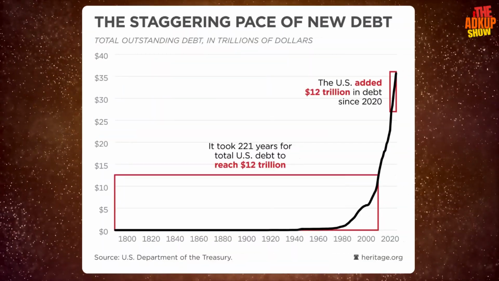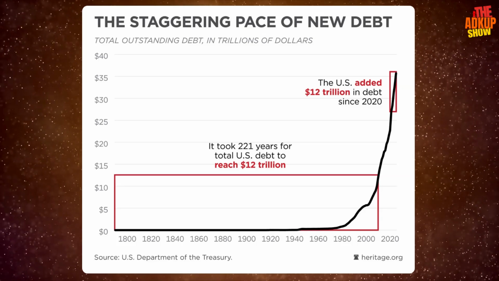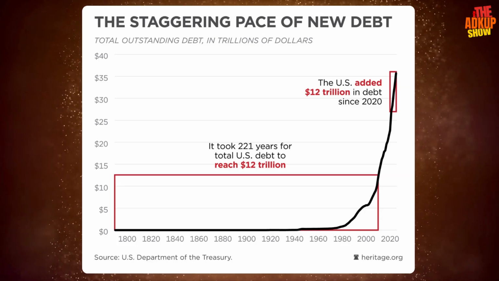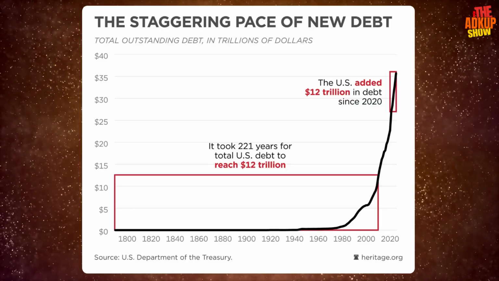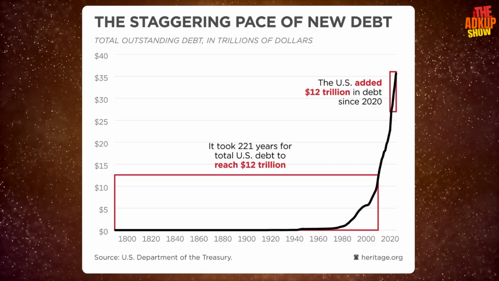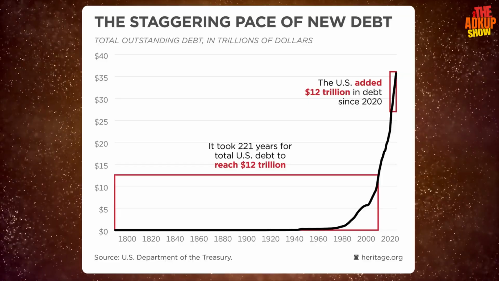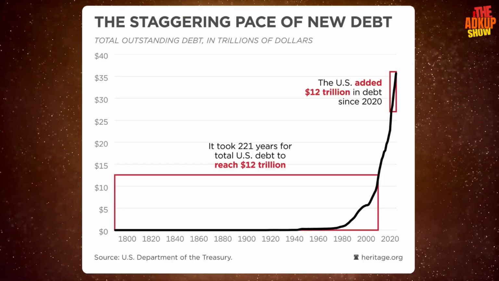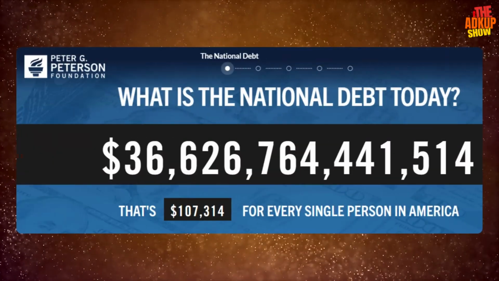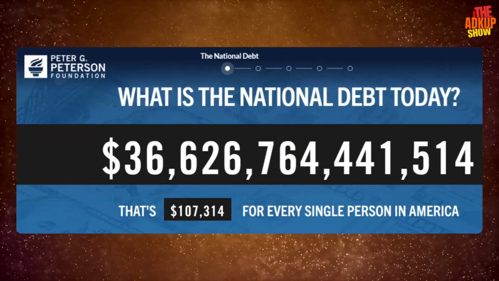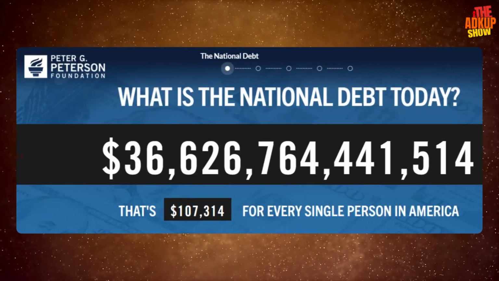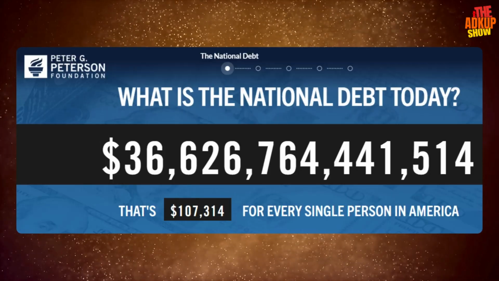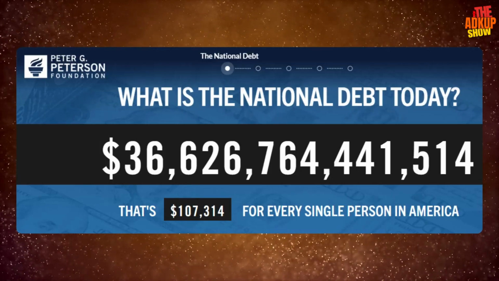Here in this graph, you can see it took 221 years for the US to reach the debt level of $12 trillion, and another $12 trillion was added since 2020. To be fair, it's more than $12 trillion and will only increase after Trump's big, beautiful bill. Currently, US debt stands at a whopping $36.5 trillion. That's $107,000 per American. The worst part of this problem is that there is no solution to it.